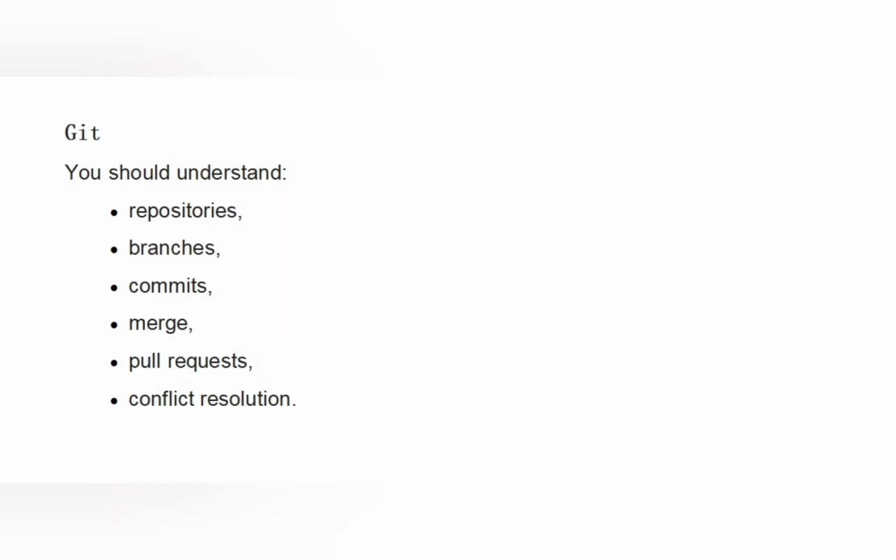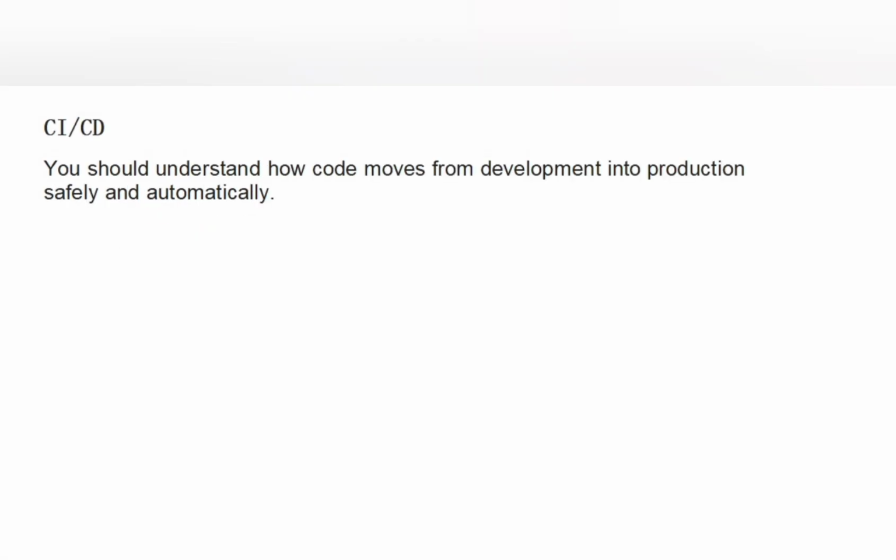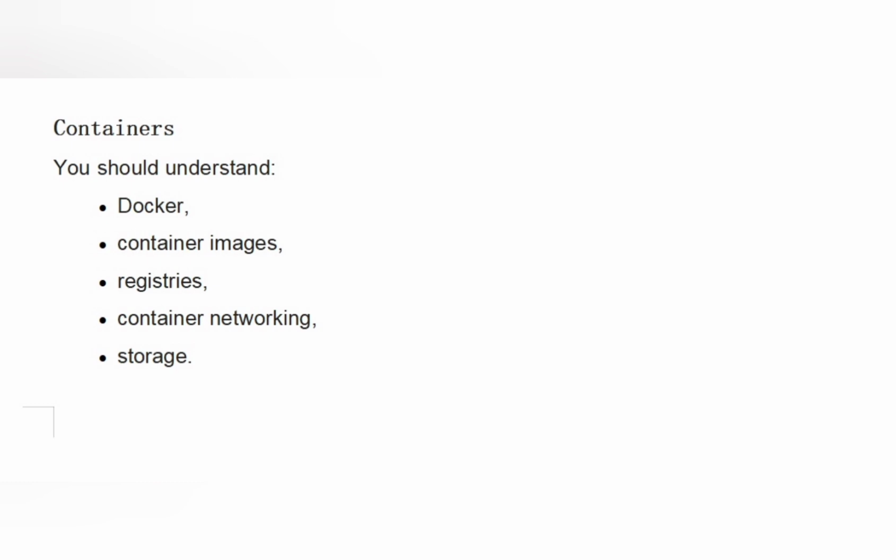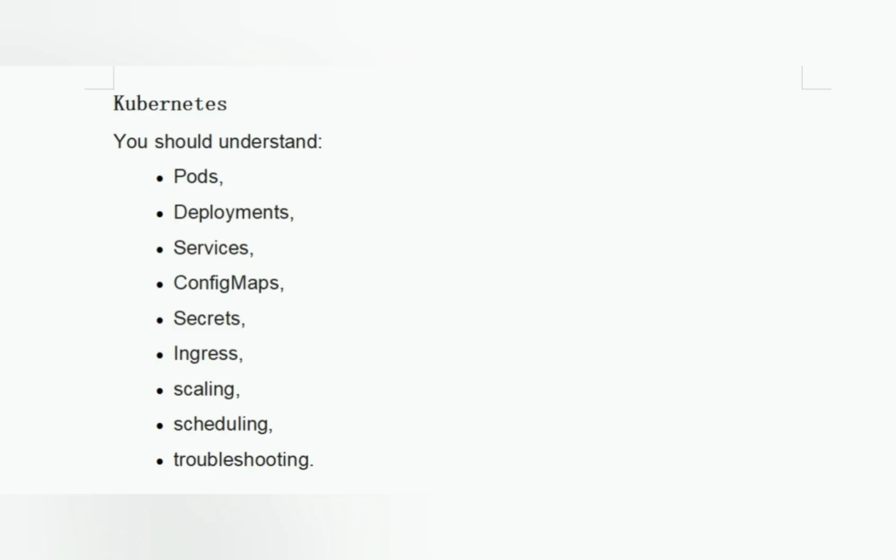Programming and scripting. You should be able to automate tasks using languages such as Python, Bash, Go, depending on the role. Next is Git. You should understand repositories, branches, commits, merge, pull requests, and conflict resolution. Next comes CI/CD. You should understand how code moves from development into production safely and automatically. Then comes containers. You should understand Docker, container images, registries, container networking, and storage. For Kubernetes, you should understand pods, deployments, services, config maps, secrets, ingress, scaling, scheduling, and troubleshooting.